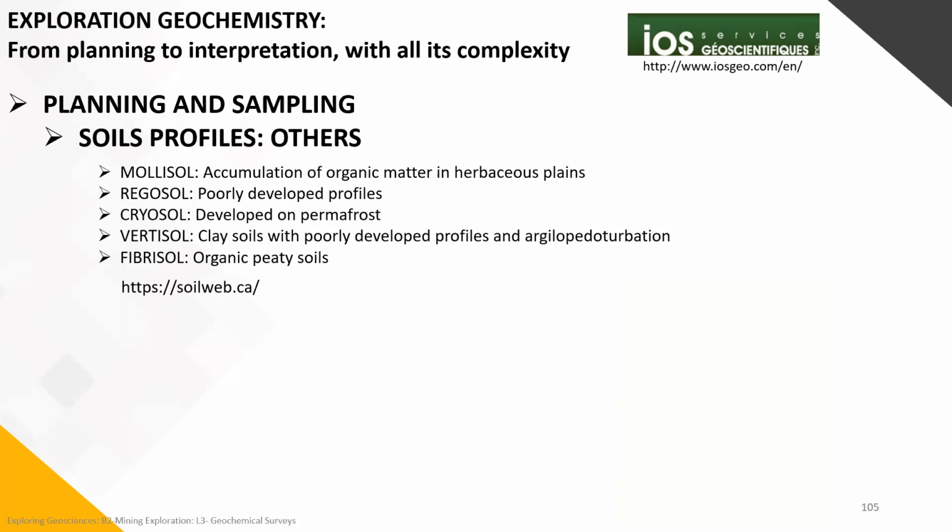Finally, other types of soils that can be sampled include the mollisol, which is the accumulation of organic matter in herbaceous plains. There are the poorly developed profiles, which is the regosol, the cryosol, which is mainly for permafrost environments, the vertisol, which is clay soil with poorly developed profiles and argilo-pedoturbation, and finally the fibrous soil, which we've seen, which is related to the peaty soils. I've included a good website here that describes very well each type of soil in Canada.